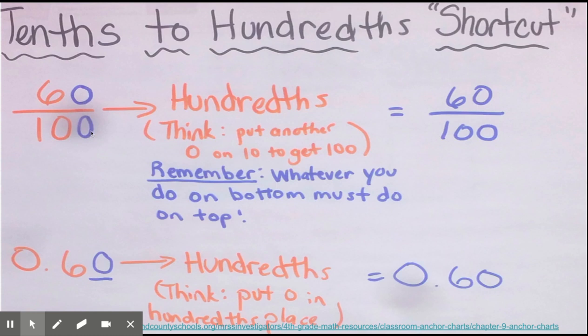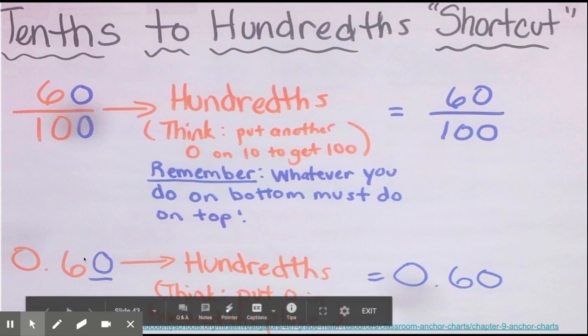You can actually just add a 0, because when you multiply any number by 10, you just add a 0. So 6 times 10 is now 60. 10 times 10 is now 100. And the same thing when you're doing decimal form. You can always just add a 0, and 6/10 now turns into 60 hundredths.